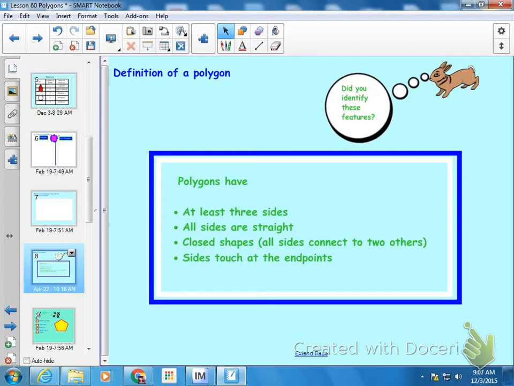Okay, next up we have a definition of polygon. I want you to pause this, and I want you to write these characteristics of polygons down. Polygons have at least 3 sides. All sides are straight. They are closed shapes, all sides connected to others. Sides touch at the endpoints, and those endpoints are called vertices.